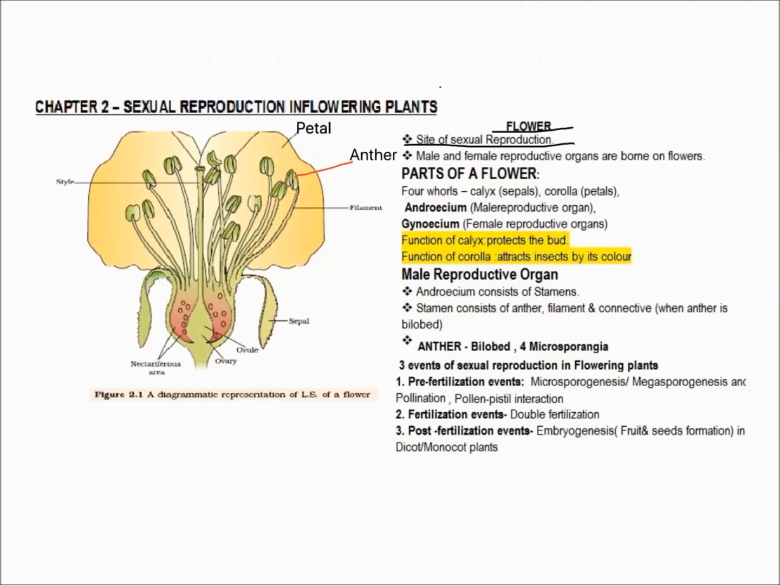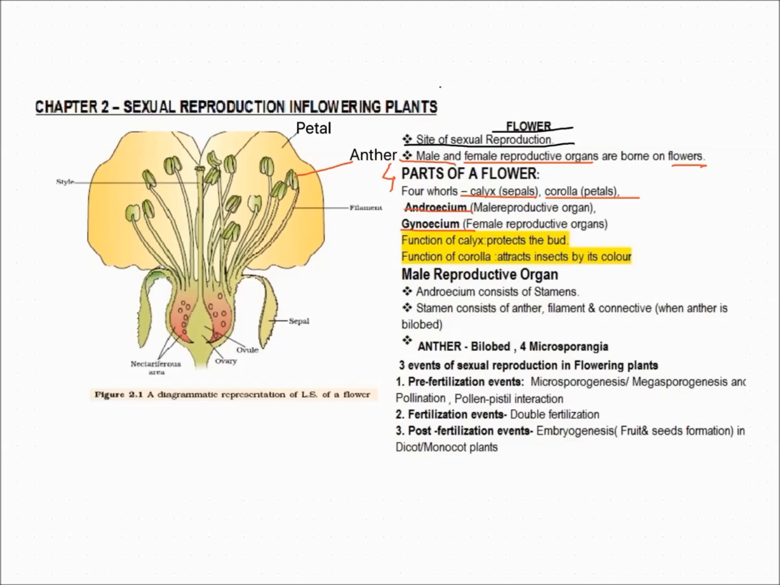Here, male and female reproductive organs will also be there. The flowers bearing male reproductive organs are called staminate, and flowers bearing female reproductive organs are called pistillate. We have already studied in the previous chapter that there are four parts of a flower. First one is calyx, then corolla, androecium and gynoecium.